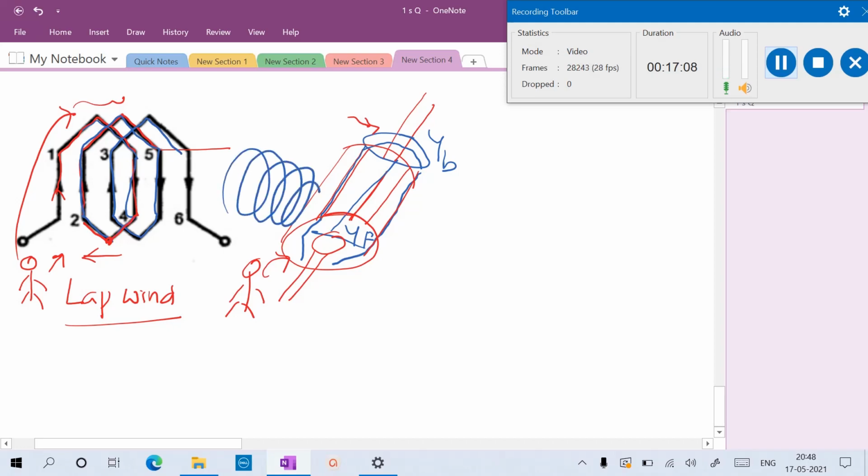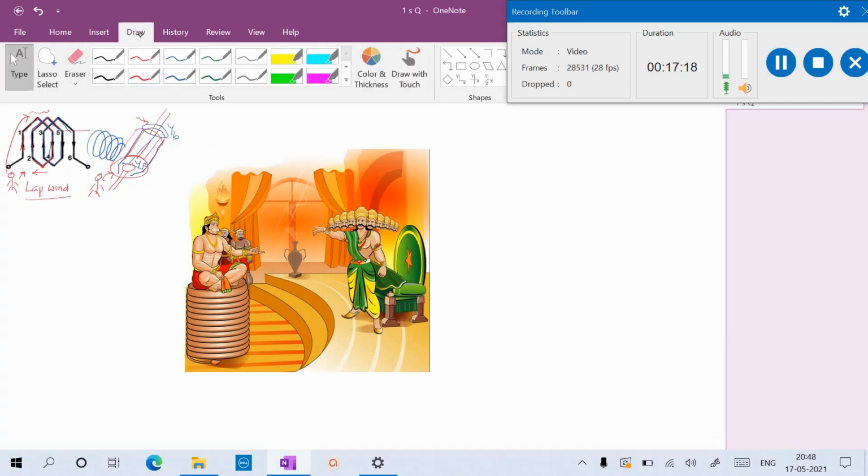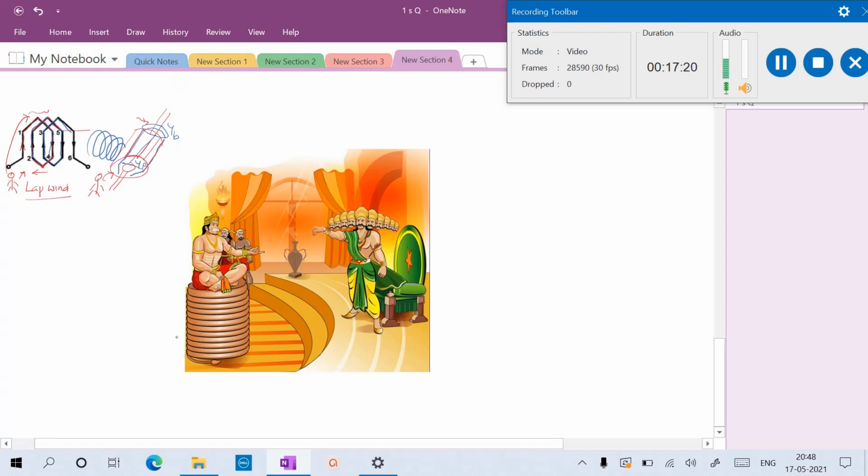Simple. Do you remember? Our Hanuman's tail is also a lap. You can see this. How is our hero? Here our Hanuman is sitting on a tail. Without being offered any chair, he made his own tail into a lap. You can see how it is connected.